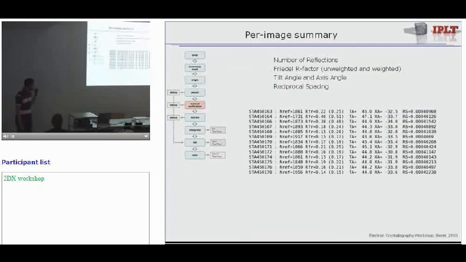So at the end of the processing, you get a summary for each image. You get the number of reflections that were extracted. You get the R-friedel factor weighted, and also unweighted if you want. And you get the tilt axis and the tilt angle. So here there's a second possibility: you check all the values and check that all your 45-degree images are really at 45 degrees. And you can also check how close the tilt axis positions are in the different images.